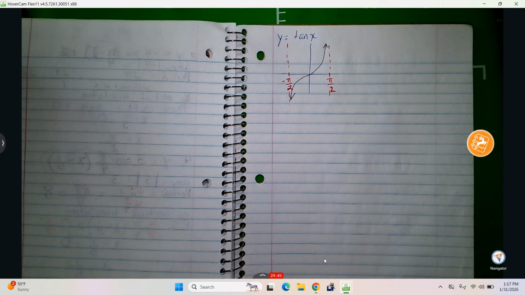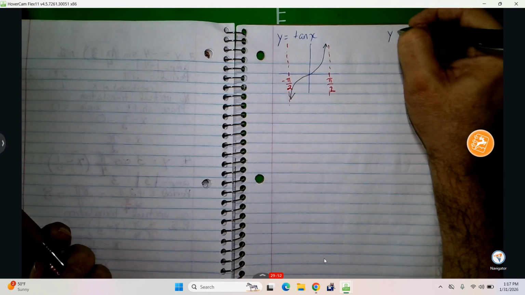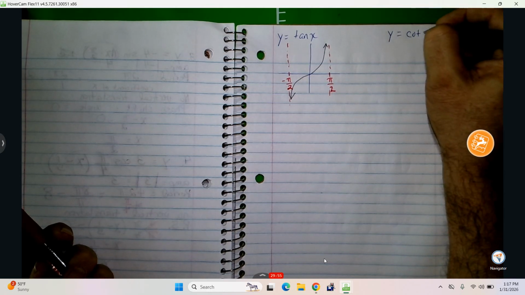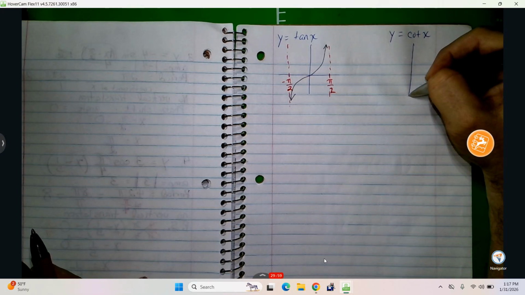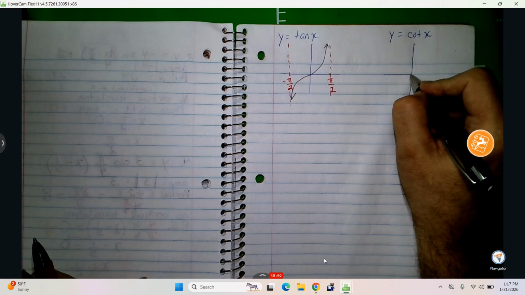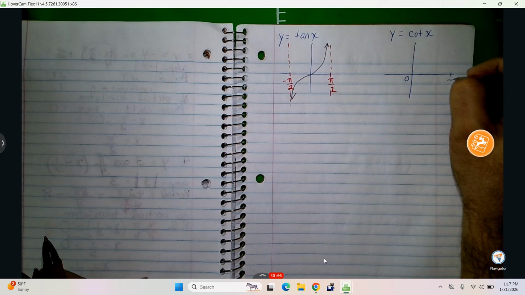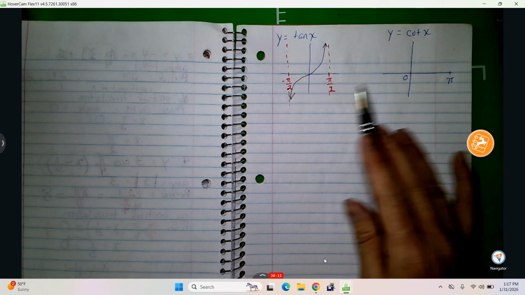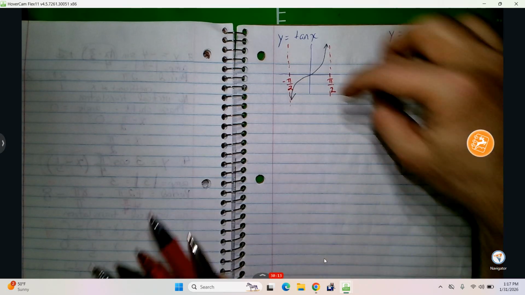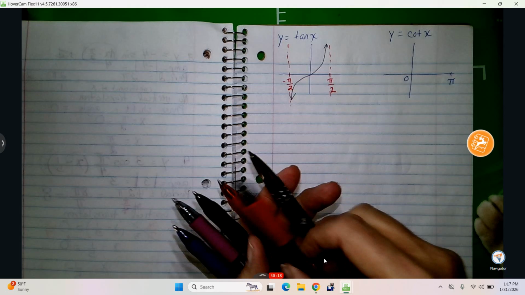Let me go ahead and graph cotangent so you can see that one. The basic shape, y equals cotangent x, makes one little cycle from 0 to pi. You'll notice the period for tangent and cotangent is just pi units. After pi units, it starts repeating again.